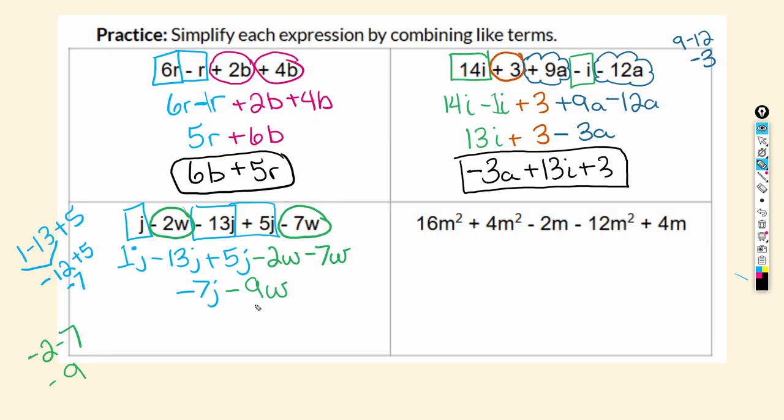All right, let's check for alpha order. A, B, C, D, E, F, G, H, I, J, K, L, M, N, O, P. So we are already alpha order. Done. Very nice. Okay, next up.